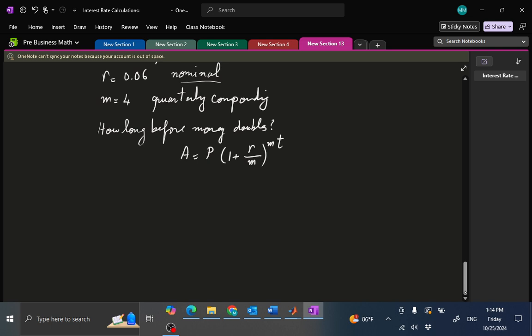So if I want my money to double, it means the accrued amount is going to be twice the original principal. This becomes 2P equals P times 1 plus R over M to the power of MT. We divide both sides by P, so as usual P cancels out, and for that reason I don't need to know what P is. Now we can go and take a logarithm of both sides.